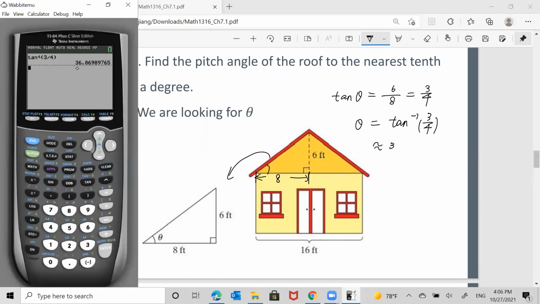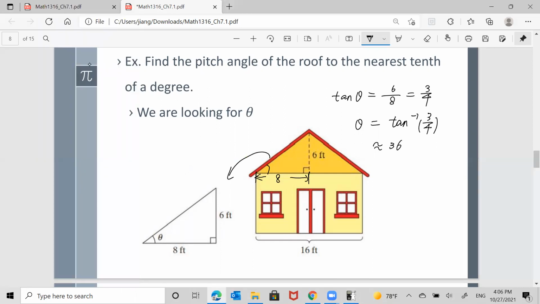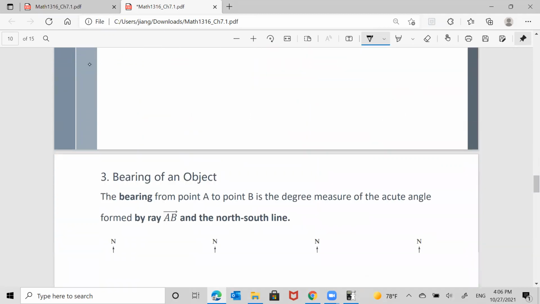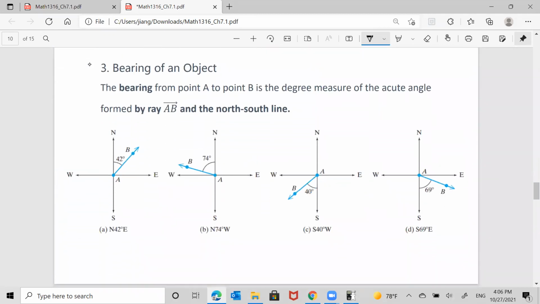38 or 36? Oh, 36.9. 36.9 degrees. So that's the pitch angle of this house. Okay, let's move on to the bearing of an object.